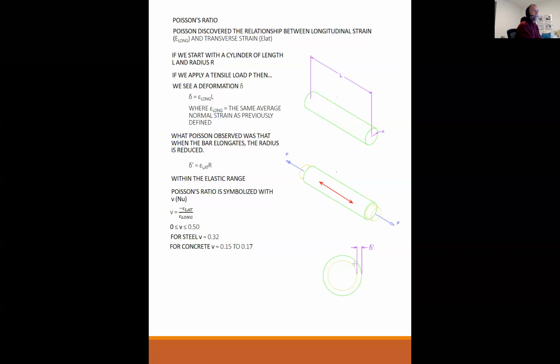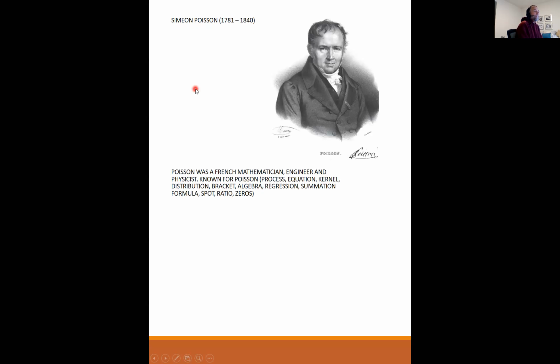Okay, let's stop for a moment. Simeon Poisson was a fellow from 1781 to 1840. That was a little bit before I was born. And there he is, Signor Poisson. And Poisson was a French mathematician, engineer, and physicist, known for Poisson.